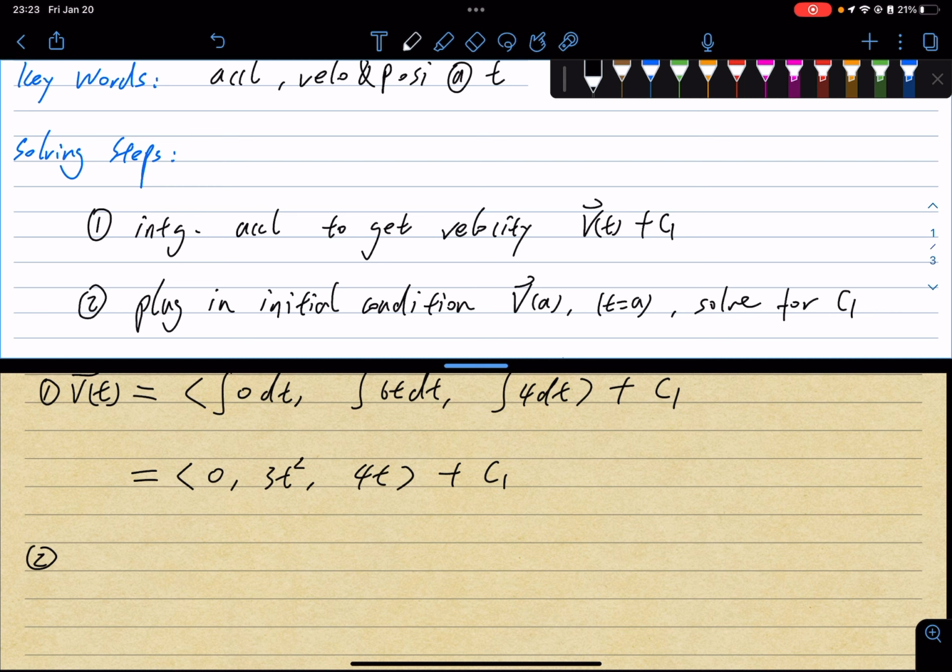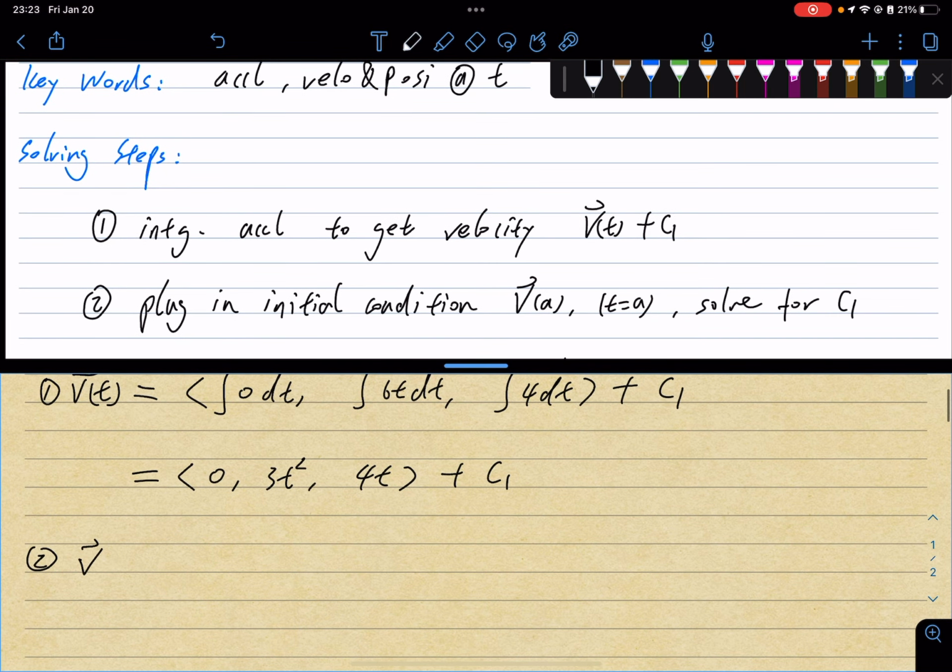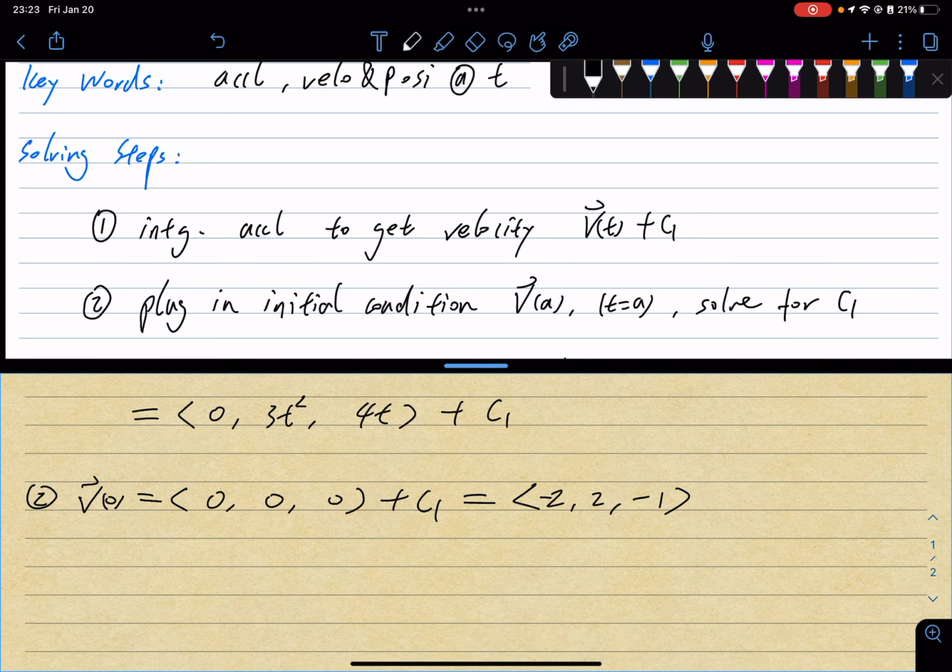So at v of 0, we know from this equation it is 0, 0, 0 plus C1 equals the initial condition 2, negative 2, 1. And then we can solve for C1. That will give us 2, negative 2, 1. So that's easy enough.